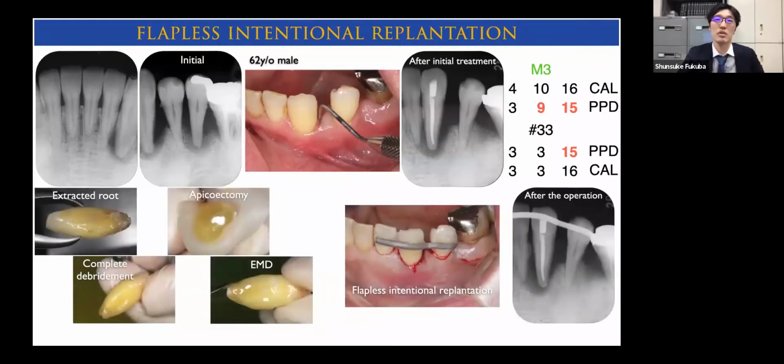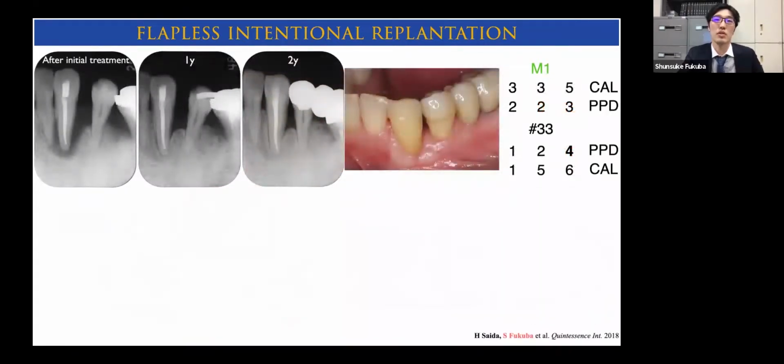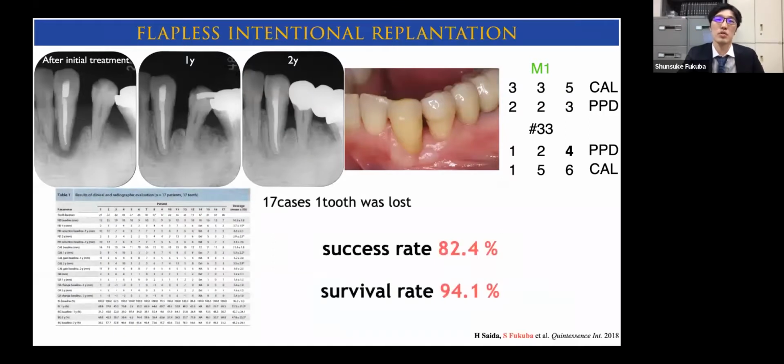Then the flapless intentional replantation was performed on the tooth. In summary, gentle extraction, complete debridement, apicoectomy, and enamel matrix derivative application were performed. Then the tooth was replaced and fixed with the proximal teeth. Two years after the surgery, the periodontal tissue was improved and stable. In this paper, flapless intentional replantation was performed in a total of 70 cases, and success rate and survival rate were over 80% and 90% respectively.